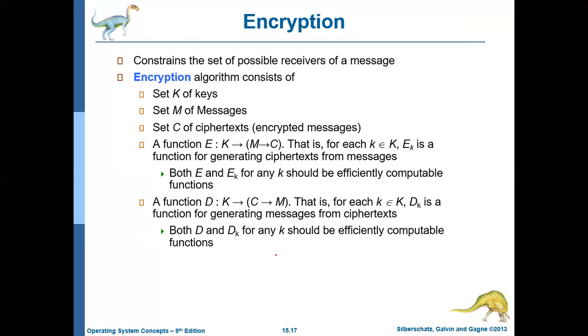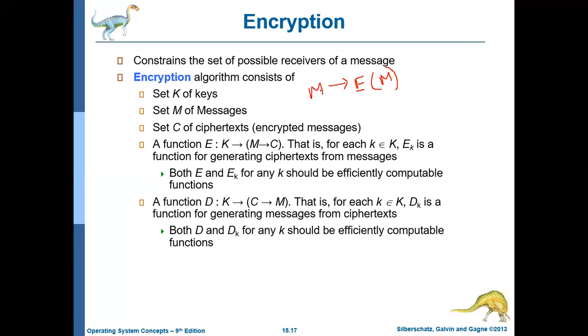So there are two processes involved here. One is called encryption. The other one is called decryption. If a message is to be sent, the sender will encrypt the message, which we can call E of M. Okay, E of M is called encryption.